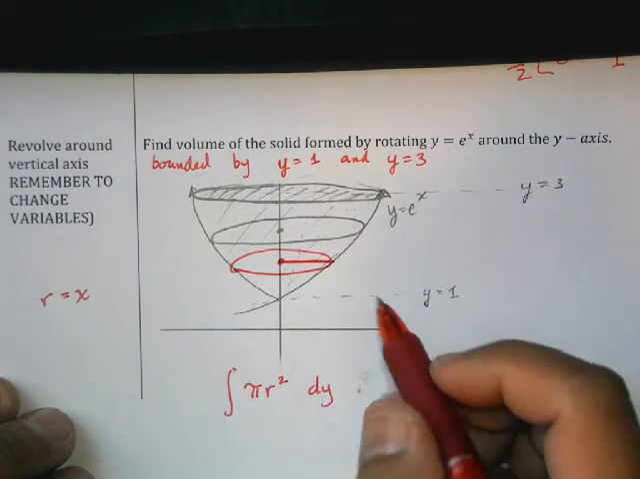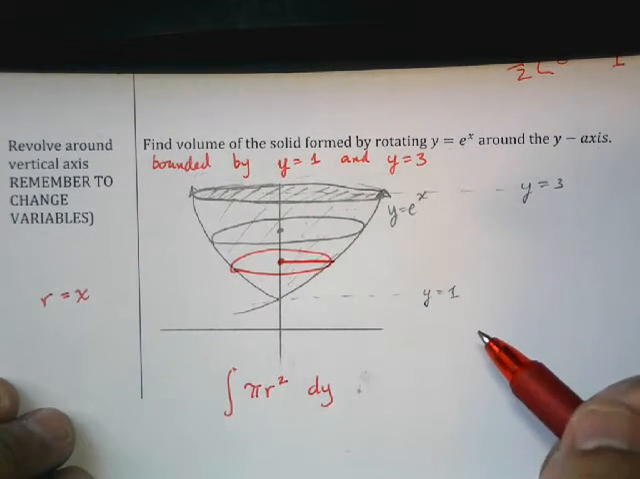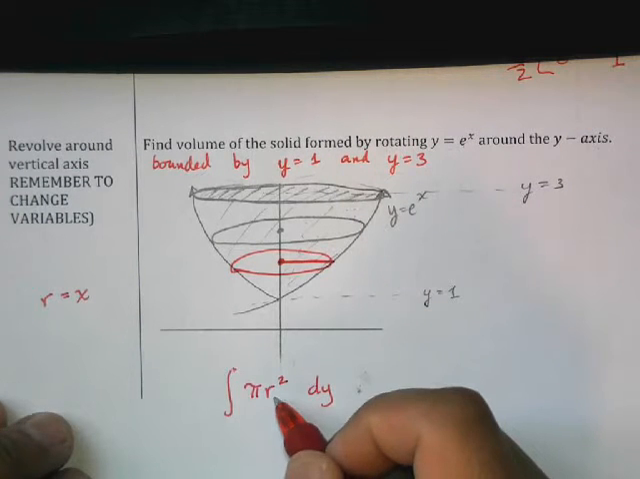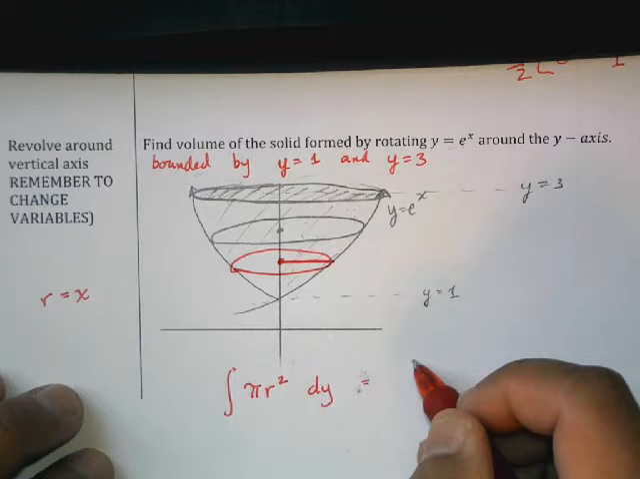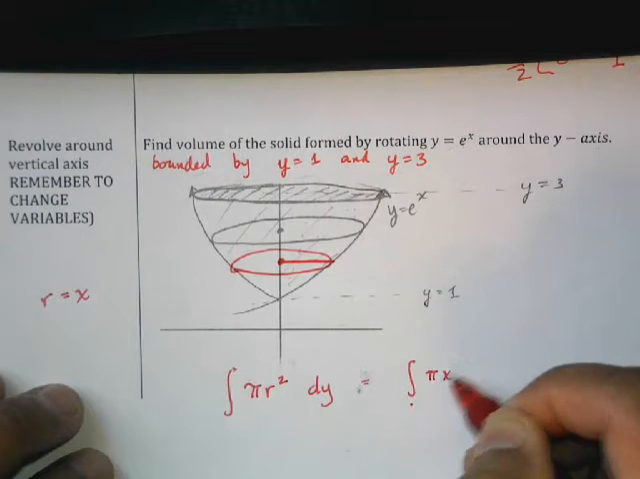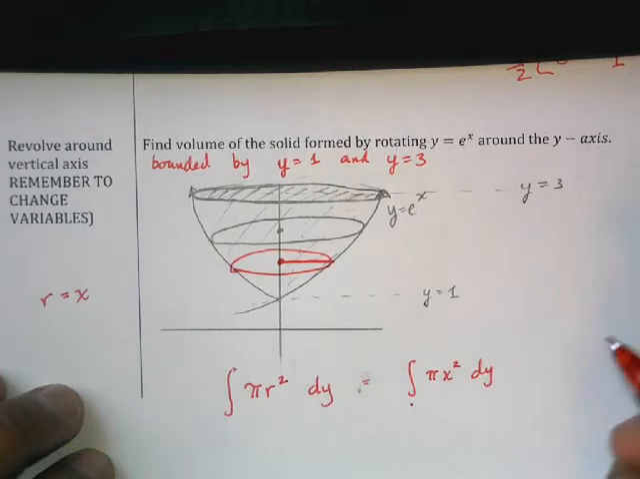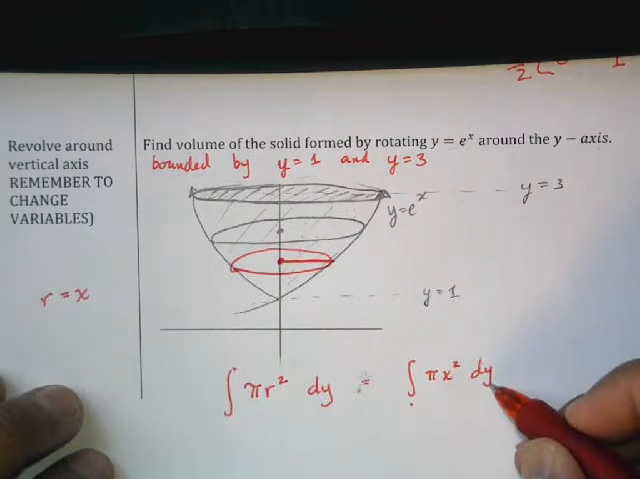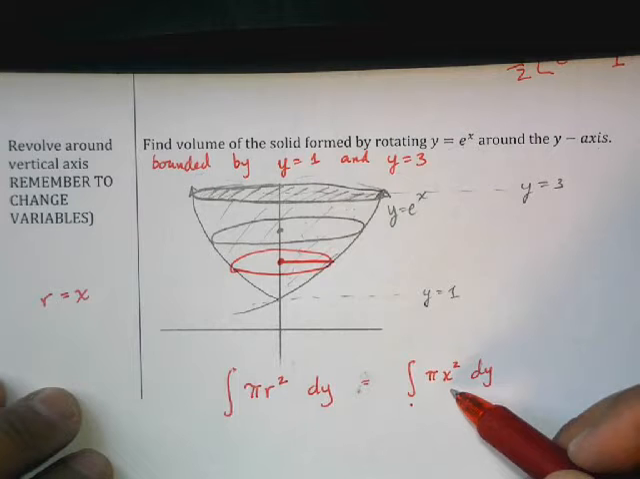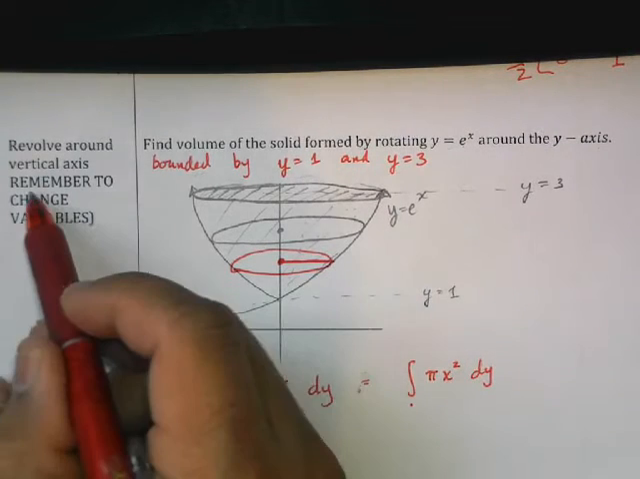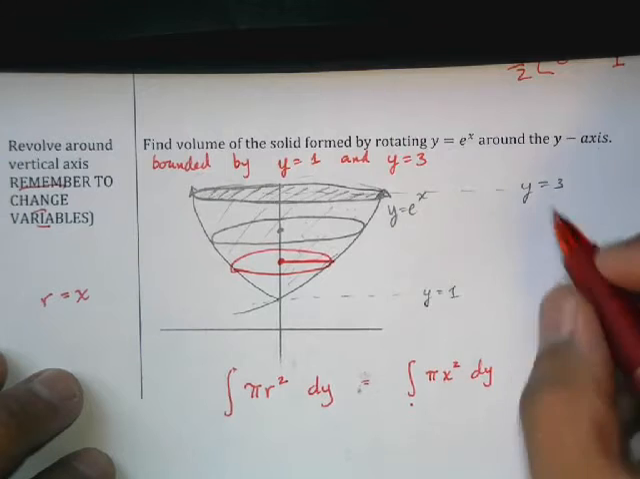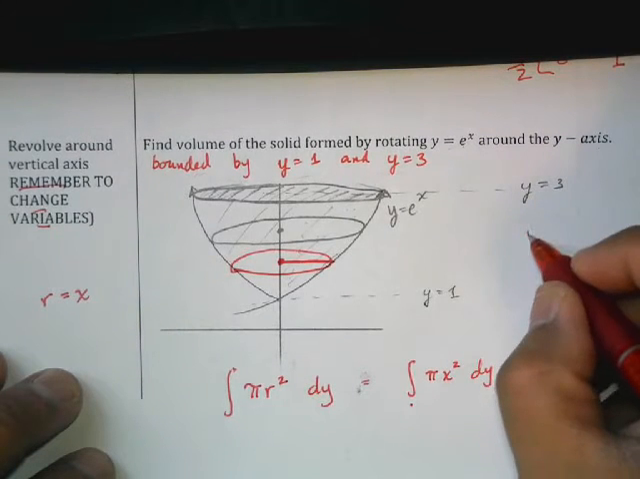Okay. So that being the case, we are going to convert this in terms of x. So this is going to be the integral from something to something of pi x squared dy. Now, since we're integrating along the y direction, we need to convert x in terms of y. Hence the all caps, remember to change the variables. So it's not too difficult to figure out.